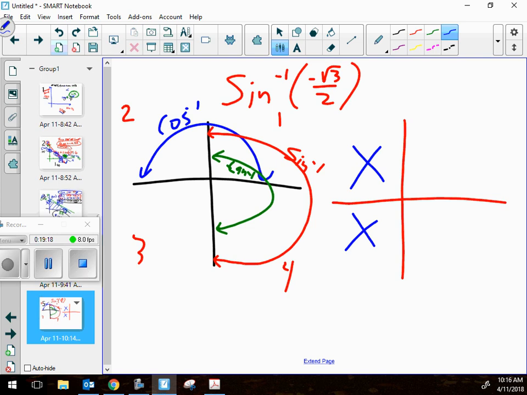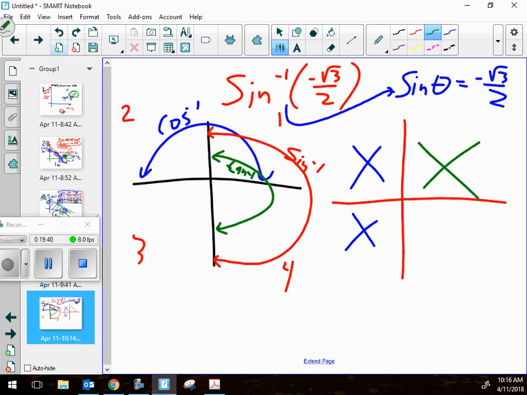But wait, of those 2 quadrants, do you remember me saying that inverse trig only gives you one answer? If you're doing an inverse trig question, you're only going to get one answer for it. Why? Because if I rewrite this as sine of some angle equals negative root 3 over 2, the sine is negative only in one of these 2 spots. Sine is positive here, so it can't be there. And therefore, I am forced to be down in here. Go ahead and finish that problem off. See what you think the answer is.